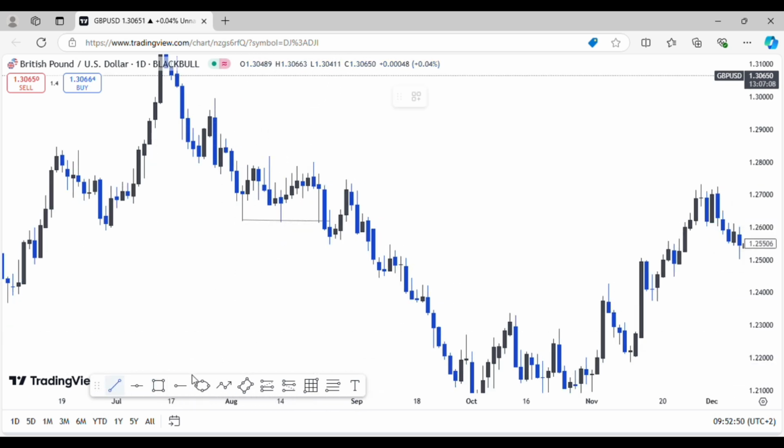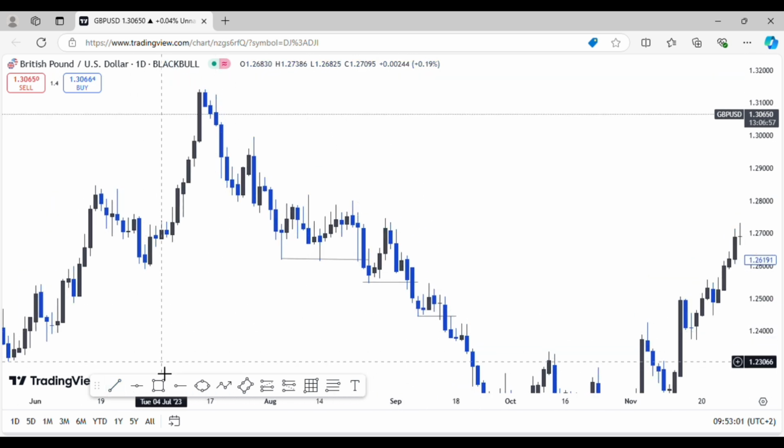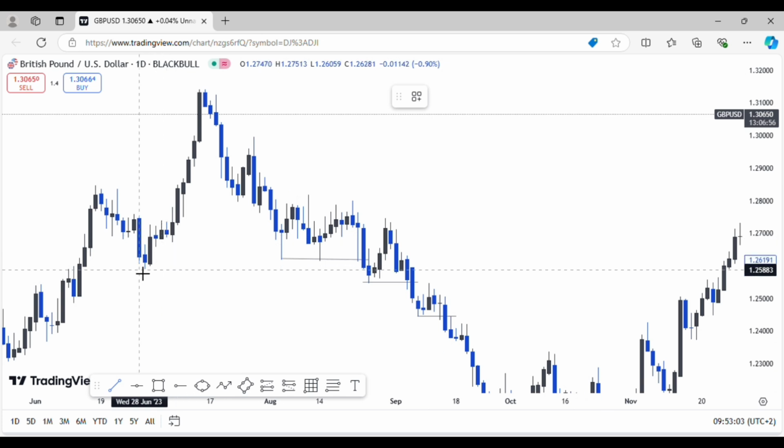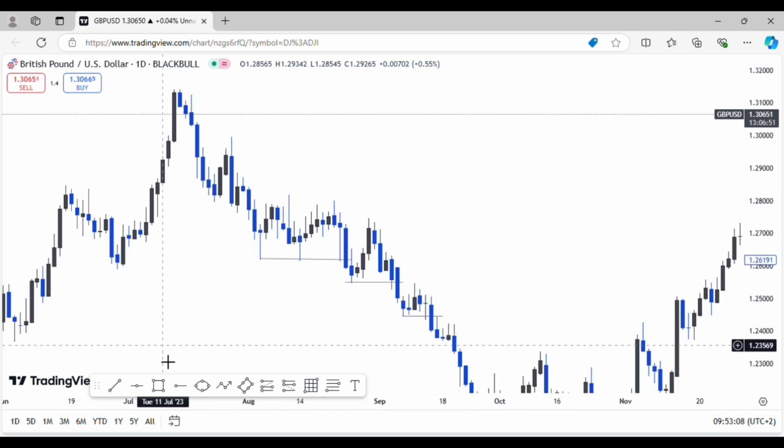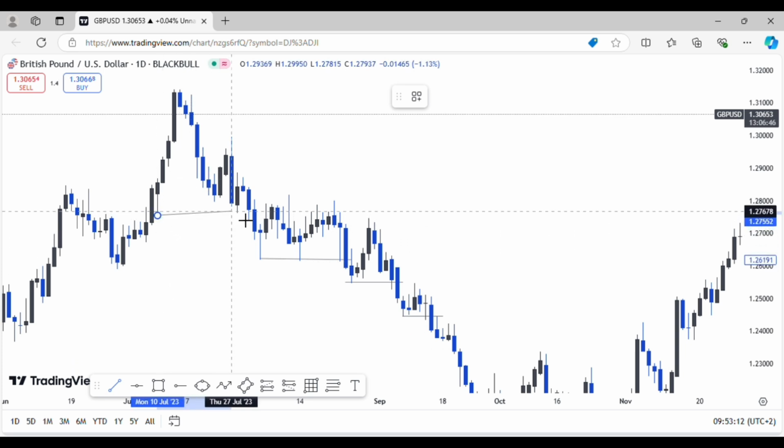You can see that this low was broken. Let me just fix that. You can see that this low was broken, you understand? And also you can see that there wasn't... okay, fine, I will discuss this. Let's just forget about that. And you can see that this low there was broken, you understand?